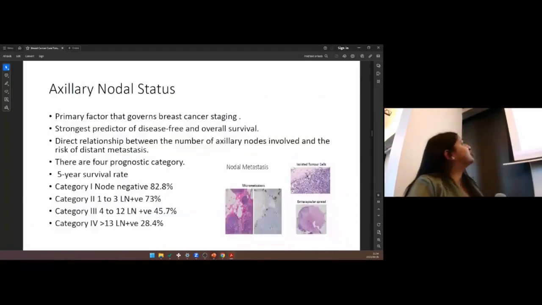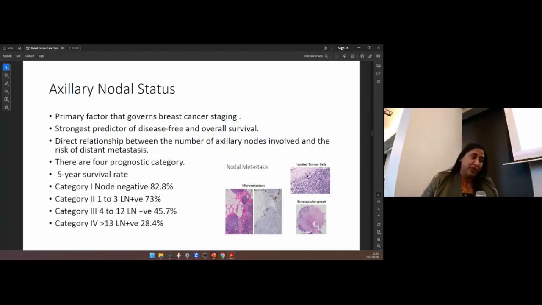Axillary node status is the strongest predictor of disease-free survival and overall survival, and there's a direct relationship between the number of nodes involved and the risk of distant metastasis. And now we also know that if there's a clinical suspicion of micrometastasis or infiltrating tumor cells, it is prudent to actually do an immunohistochemical stain to highlight it. Even if you feel as though it is not enough to count as a micromet, meaning it's close to 0.2 millimeters, it's important to give a count of the actual cells.